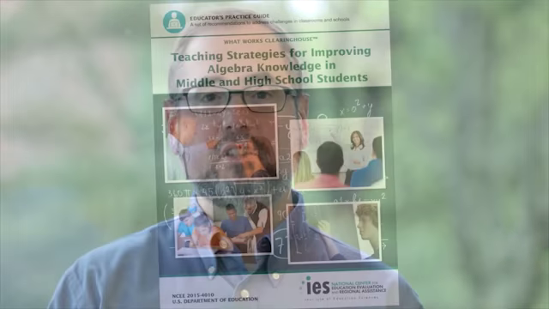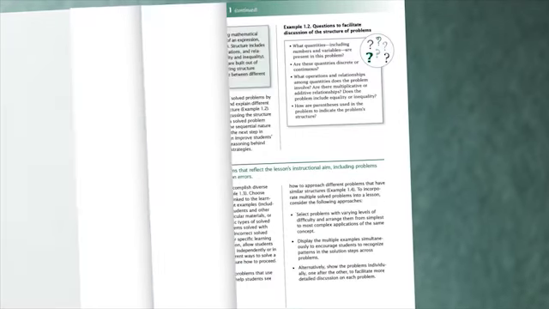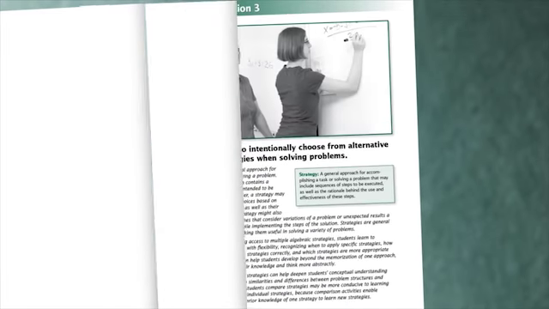I'm John Starr, chair of the panel of researchers and educators who developed the recommendations for the What Works Clearinghouse practice guide on teaching strategies for improving algebra knowledge in middle and high school students. The recommendations are based on a synthesis of rigorous research evidence and professional knowledge.